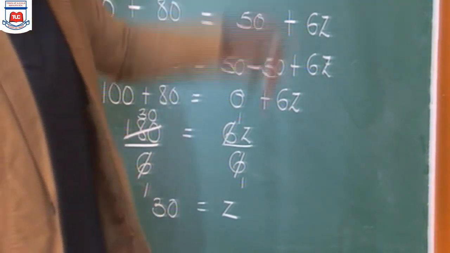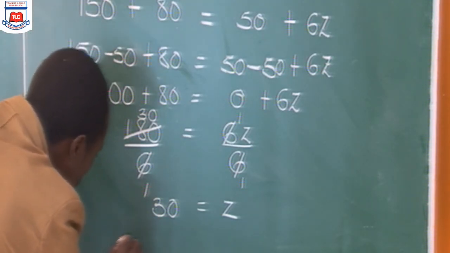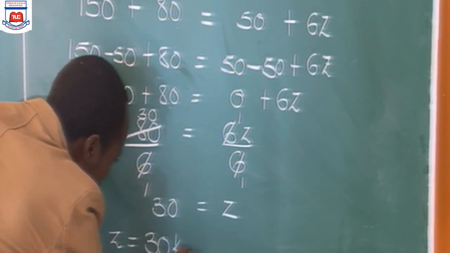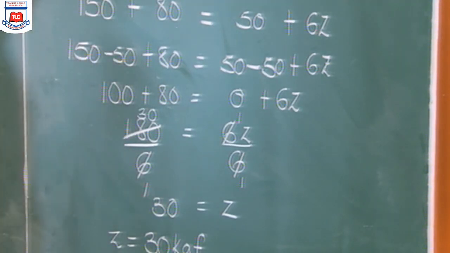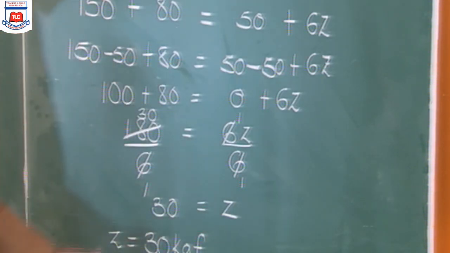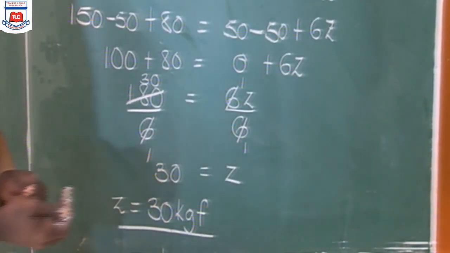Now, z is a weight, and it is measured in kilogram force. So don't forget to write the units. Okay? So our z in this case, z is equivalent to 30 kilogram force. Always put the units. Remember in our previous examples, we've been putting the units as well. So if you don't put units, the examiner won't know what you're talking about. Are they goats? Are they chicken? So you need to be specific by putting your units.